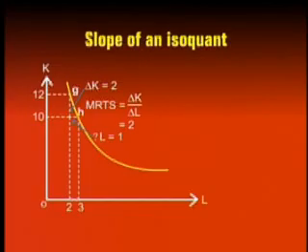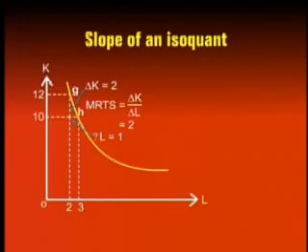Now, crucially, the MRTS is also equal to the ratio of the marginal productivity or the marginal physical product of labor to the marginal physical product of capital. How is this?